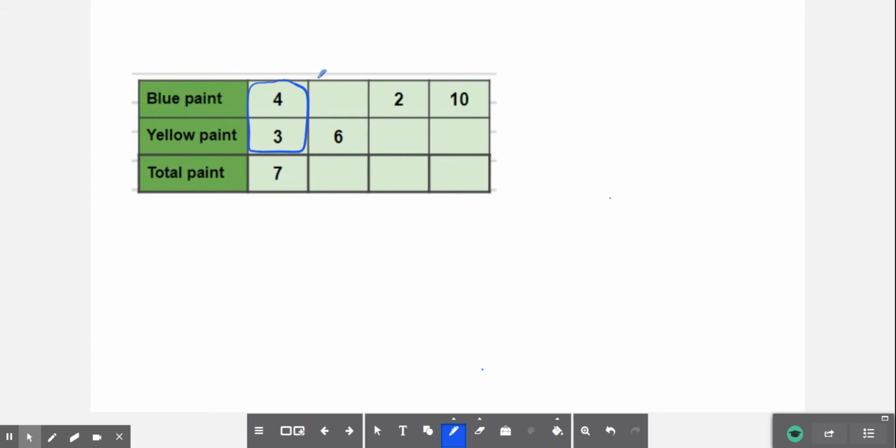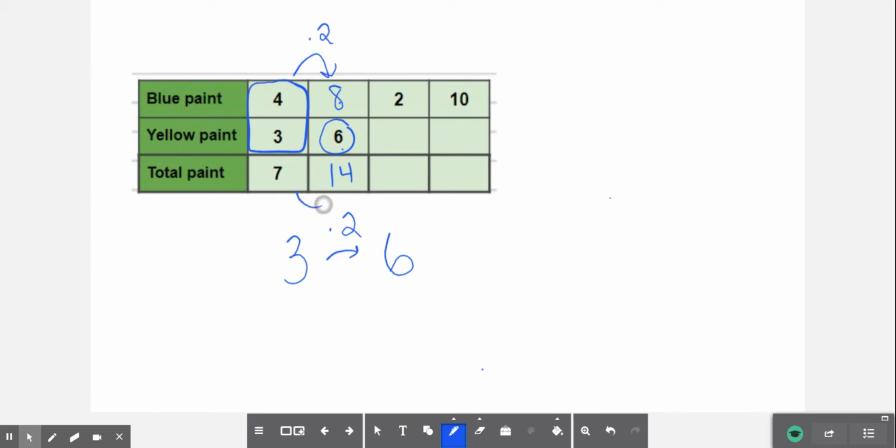So in the second column, we know that there's 6 yellow paint. So the number that we compare that to is the 3 yellow paint. To go from 3 to 6, we multiply by 2. Since that amount multiplied by 2, the blue paint amount will also multiply by 2. So the 4 times 2 gives us 8. And then to get our total, we could add 8 plus 6 to get 14.